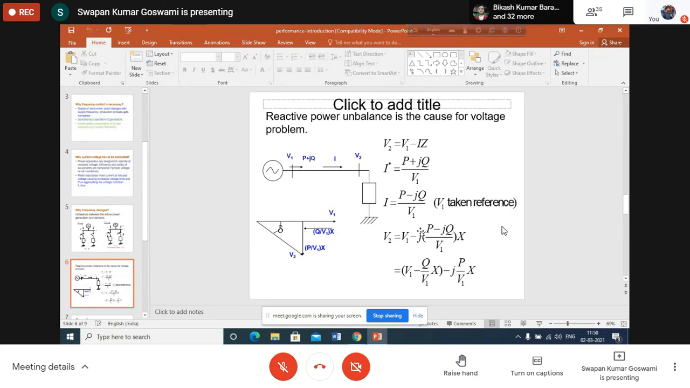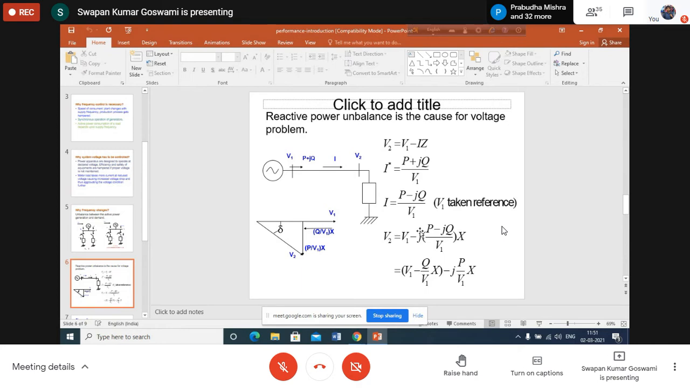Because we shall now be examining which part of the load is the primary reason, or primarily responsible, for the variation of system voltage. Why is it important to know? Because then only we can control the voltage properly. We can take corrective measures properly if we know the cause.